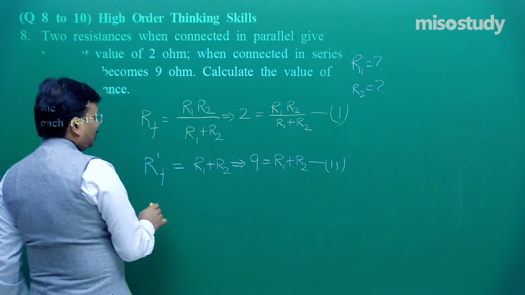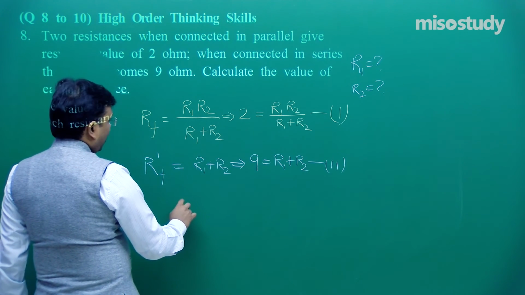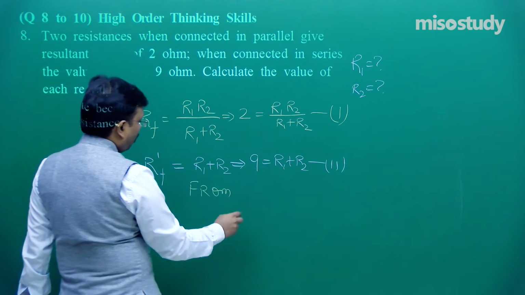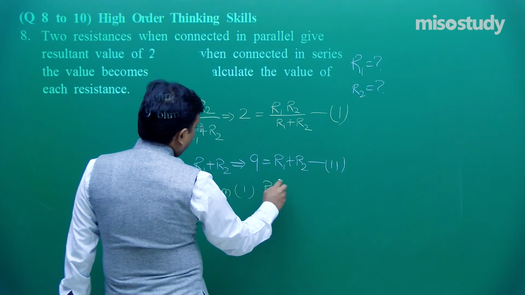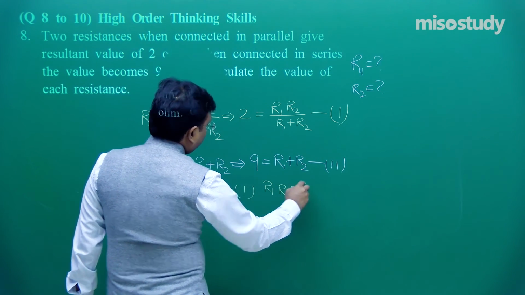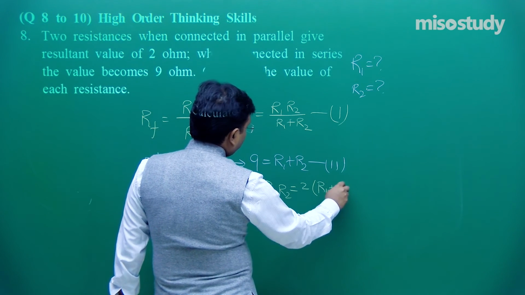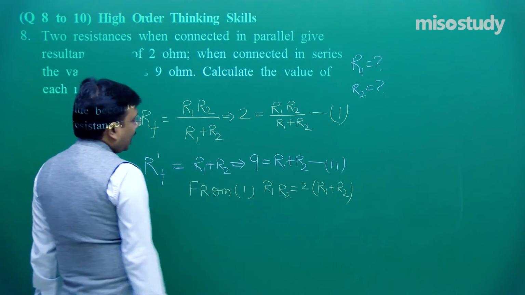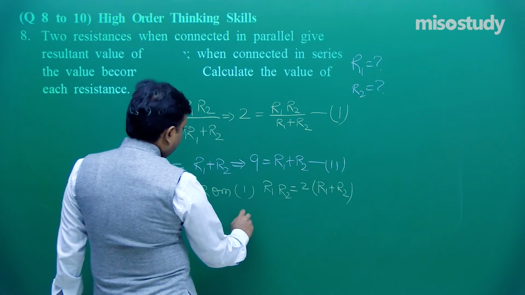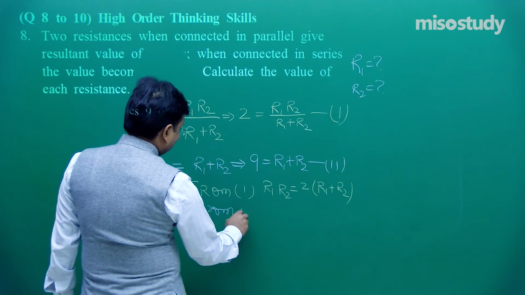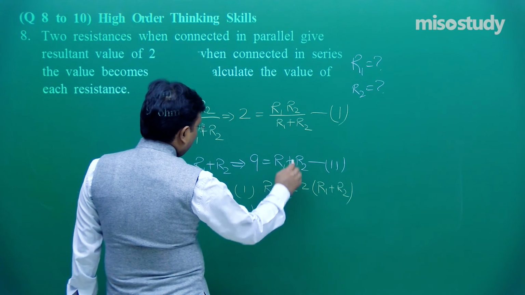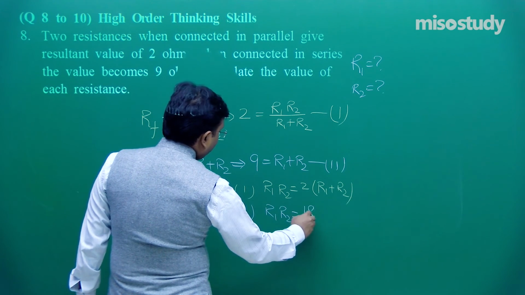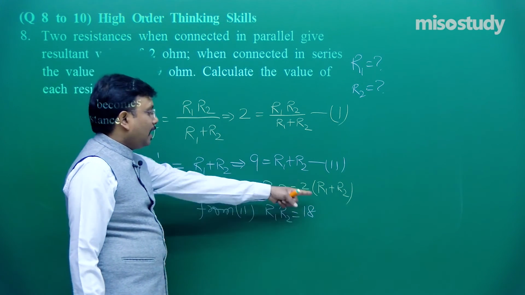So, from equation 1, this is slightly long, from equation 1 I can say R1 R2 is equal to twice R1 plus R2. Fine. And from equation 2 you know that R1 plus R2 is equal to 9. So, from 2 the value of R1 plus R2 is equal to this much. So, R1 R2 is equal to 18. Put the value of 9 over here.